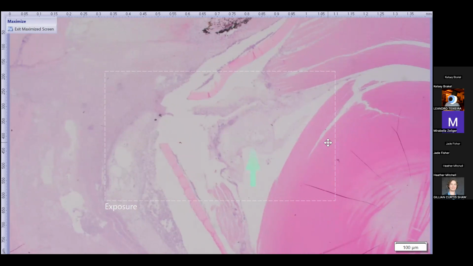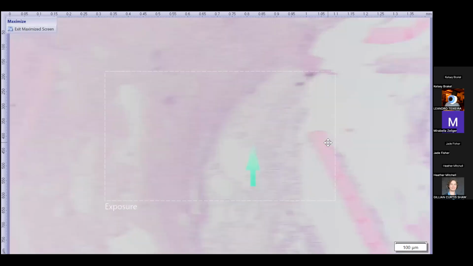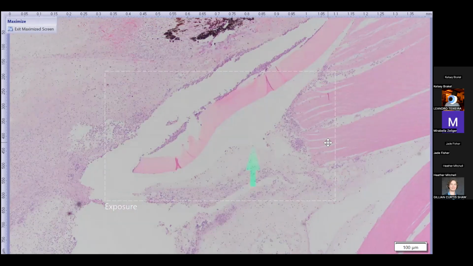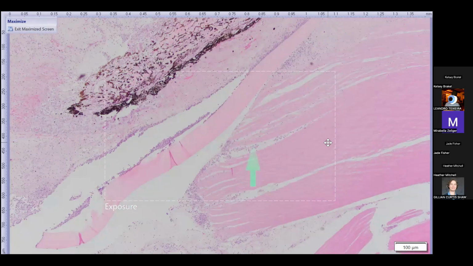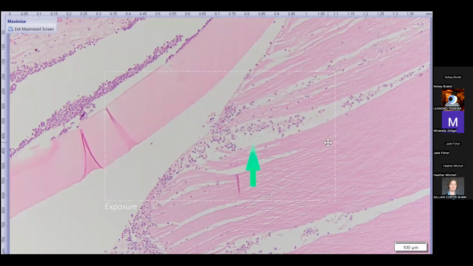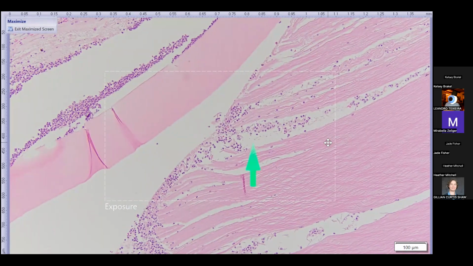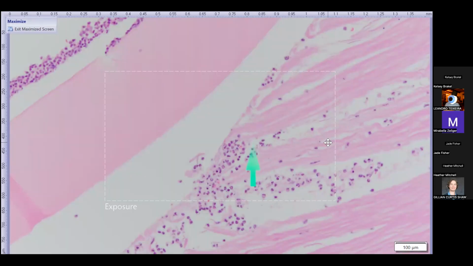And then we have disruption and loss of the cortical lens fibers with inflammatory cells inside of the lens capsule. You can see some of those inflammatory cells are lining up along the edges of these still intact lens fibers. So we have a true phakitis here, a suppurative phakitis.